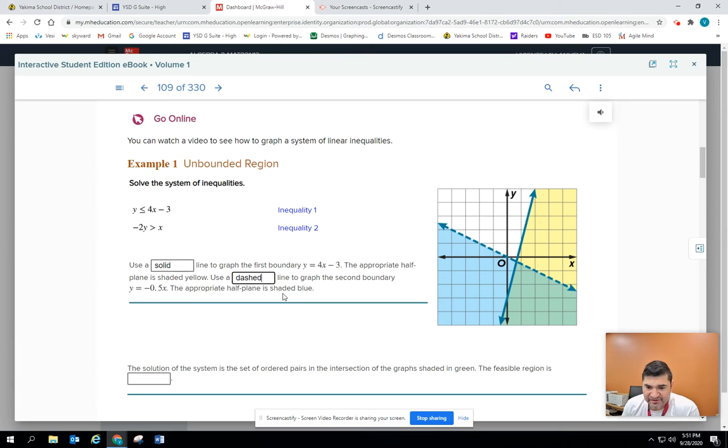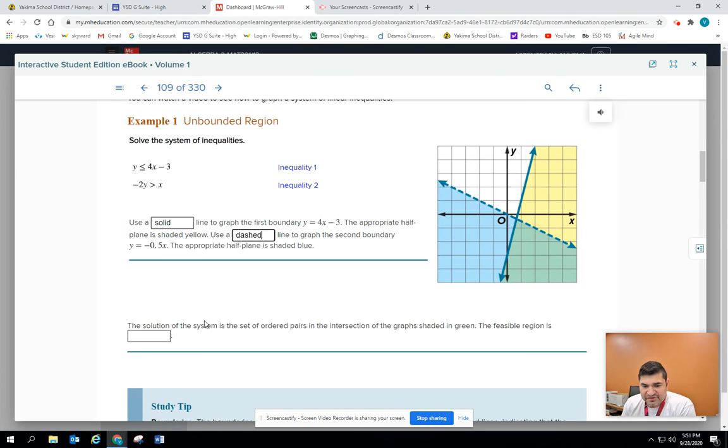The appropriate half plane is shaded blue. So here we have our dashed line, and it should be that y is less than. Okay. When you do this, this will be less than. When you work out this problem, therefore, everything below the line will be shaded.